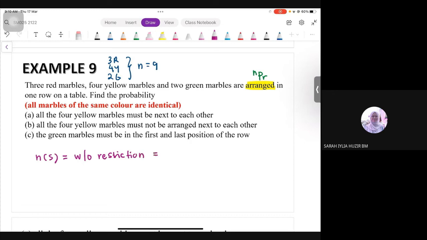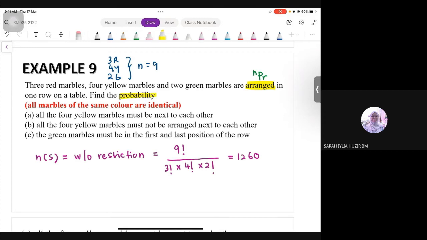Okay, so since we have to arrange all 9 marbles, so dia akan jadi 9P9 or 9 factorial. Both are the same. Okay, but then since this is identical, you have to divide with identical object. So we have 3 factorial times 4 factorial times 2 factorial. Jangan tertinggal yang tu lah. Kalau tertinggal nak divide by factorial, dia jadi salah. So in this case, we have 1260. Okay, so that is our sample space. So every single time we have to find the probability after this, kita kena ingat, mesti bahagikan dengan 1260.